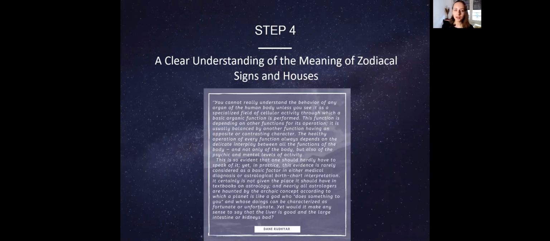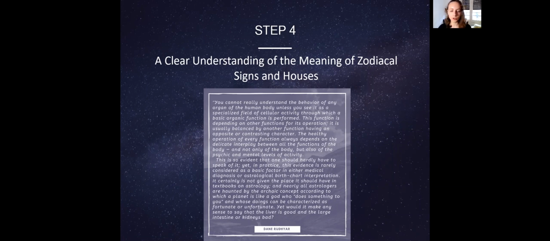That's called A Clear Understanding of the Meaning of Zodiacal Signs and Houses. And I've got a quote for you. You cannot really understand the behavior of any organ of the human body unless you see it as a specialized field of cellular activity to which a basic organic function is performed. This function is depending on other functions for its operation. It is usually balanced by another function having an opposite or contrasting character.